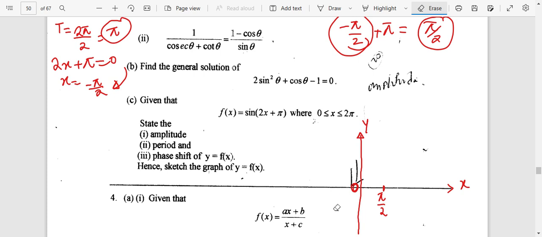This is what you need to know. I'm going to move it a bit. So this is going to be negative pi over 2, and then up to positive pi over 2. Before I go any further, is this okay?